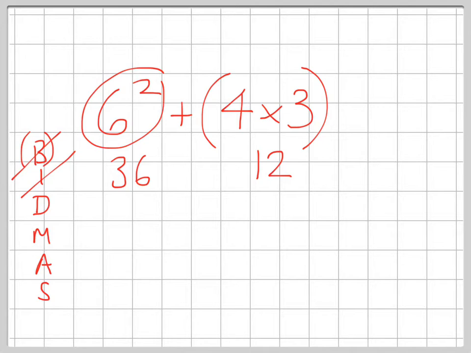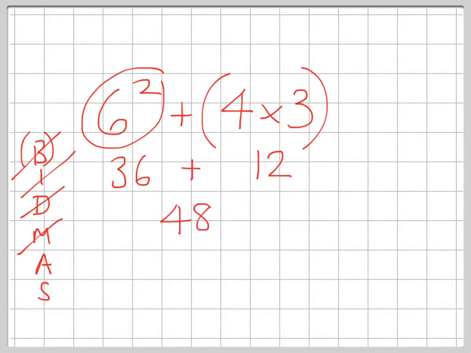Then you ask, is there any division? The answer is no. Any multiplication? Well, we've already done that inside the bracket, so we don't need to worry about that. Any addition? Yes, we have. We've got a plus in the middle. So 36 and 12 would give you 48.